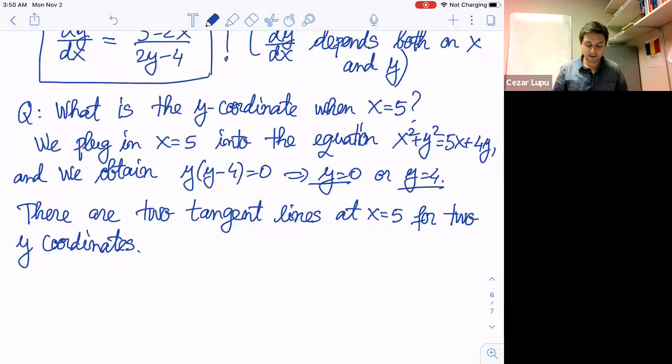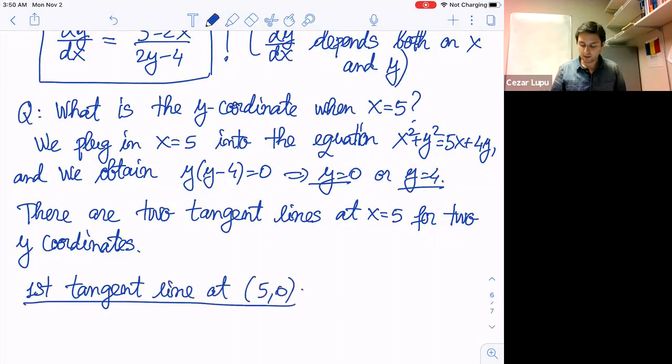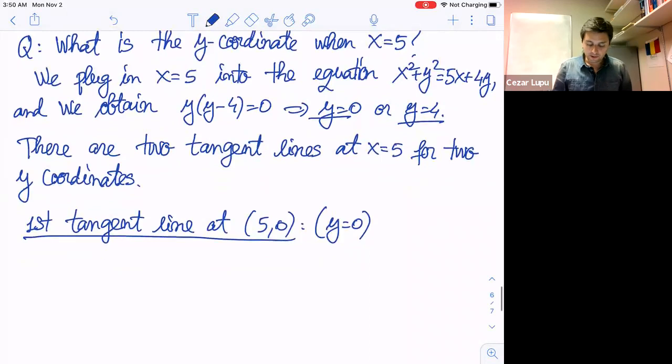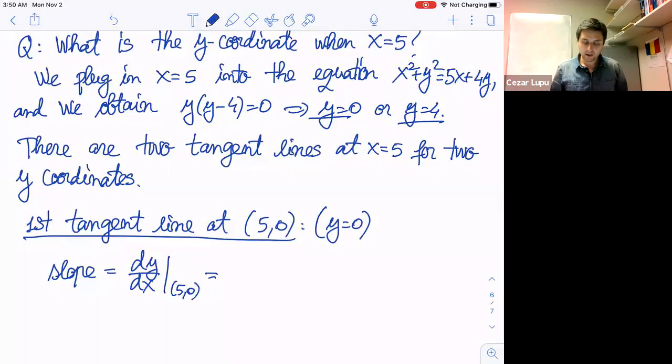So, the first tangent line, let me write it like this. The first tangent line at the point of coordinates (5, 0), so this will be when y equals 0, for the first case. So the slope is dy over dx at the point (5, 0). So this would be (5 minus 10) over (0 minus 4), and this will be 5 over 4. And now we would like to do the same thing for the second tangent line.